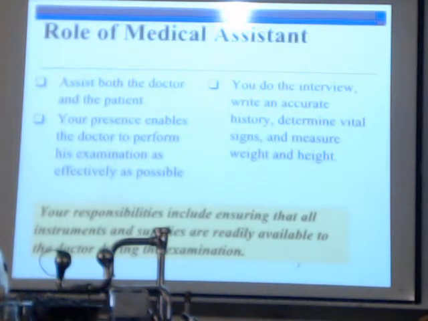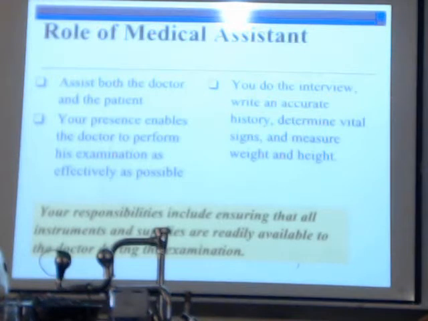So your presence enables the doctor to perform a really effective exam as quickly as possible. You do the interview, you collect accurate history information, you collect specific height, weight, and other vital signs, and the accuracy of how you do that determines how well the patient's treated.